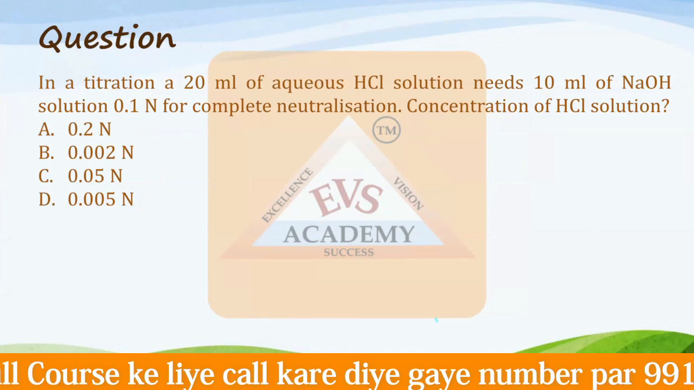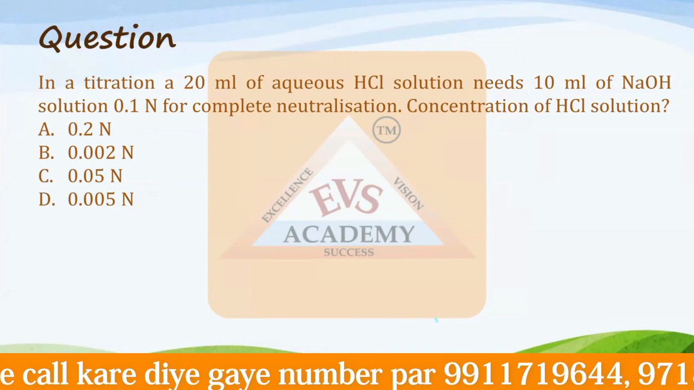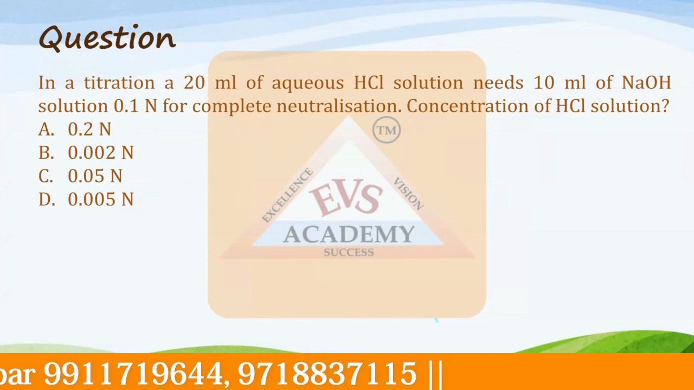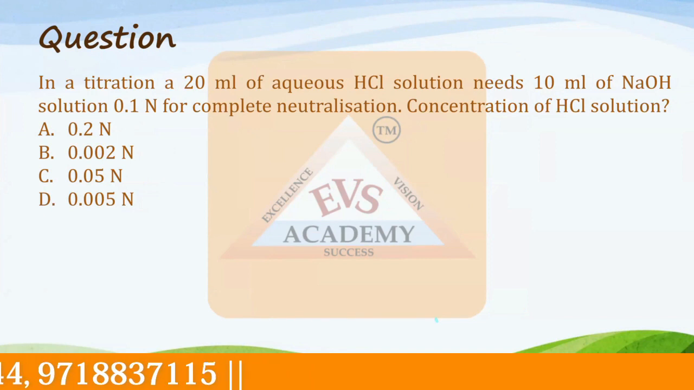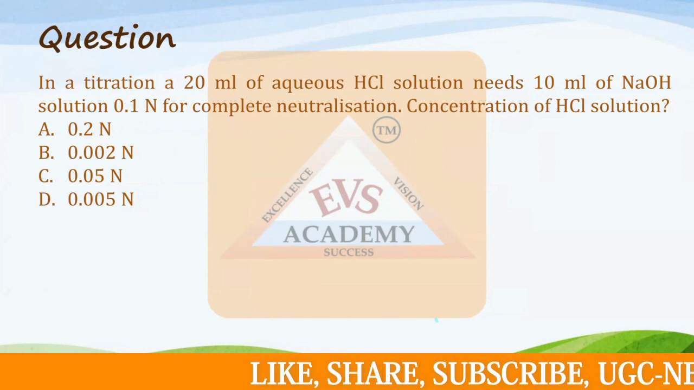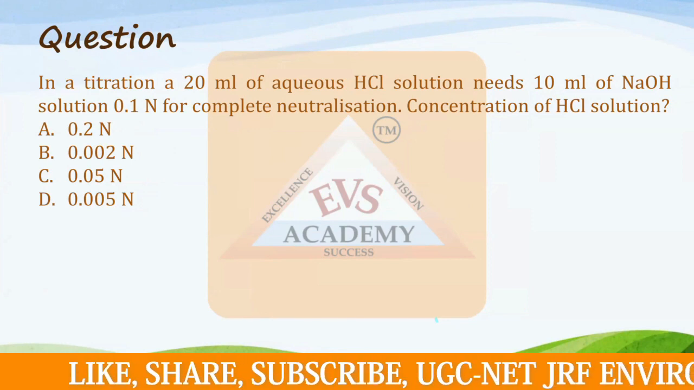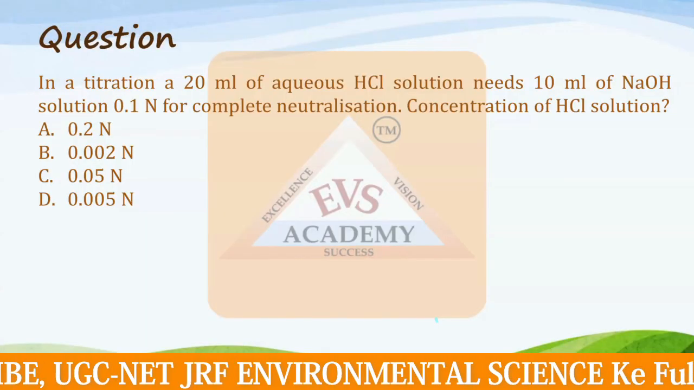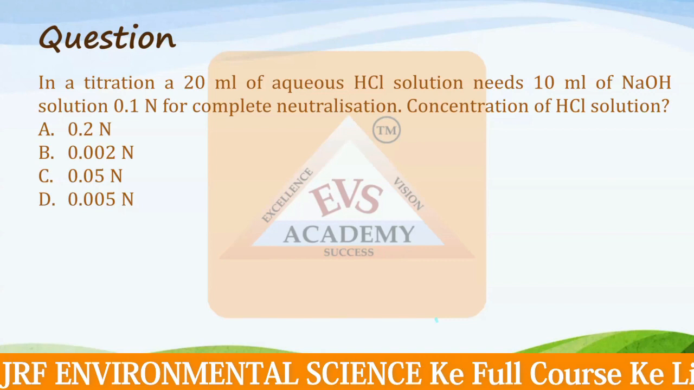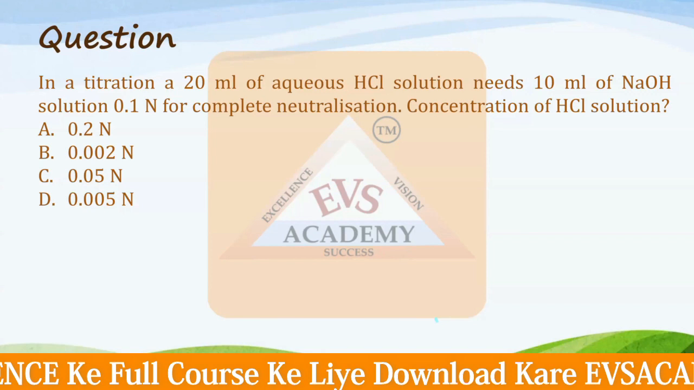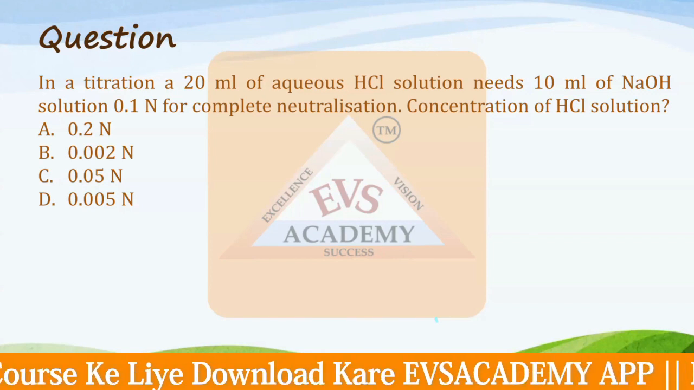Another question. This time the question is from titration. Again, a question from the past year's paper. In a titration, 20 ml of aqueous HCl solution needs 10 ml of NaOH solution, 0.1 normal, for complete neutralization. You have to calculate the concentration of HCl solution. Options are 0.2 normal, 0.002 normal, 0.05 normal, 0.005 normal. Now understand the basic concept of what this particular thing is saying.